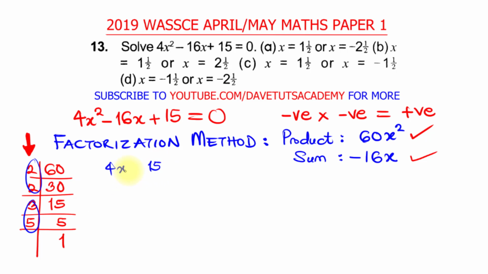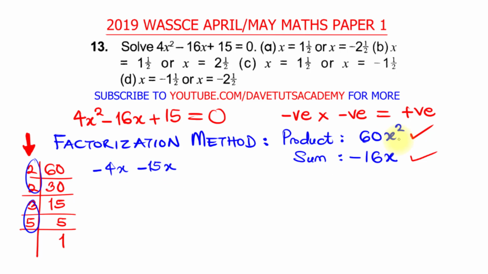So if we have x, add x to the 2. Now, can we multiply these two to give us 60? Yes, it can give us 60x squared. But can we add them or subtract them to give us minus 16x? Because if we multiply these two, they will give us 60x squared. If we also use the negative values, the negatives will multiply each other to be positive, like I have stated here. Then 4 and 15 will be 60, x and x will be x squared.